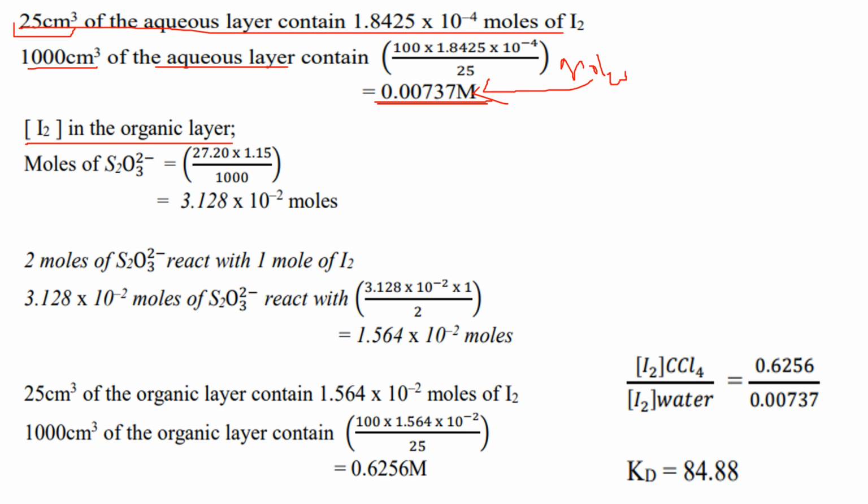So, the molar concentration of iodine dissolved in the organic layer. First of all, it was sodium thiosulfate that was standard. So you do the same thing. 1000 contained this. What about 27.2? Just like I showed you how we interpret this, you get 3.128 exponential negative 2 moles.